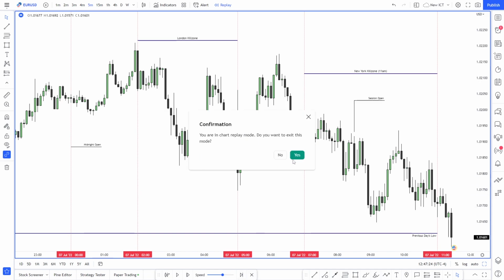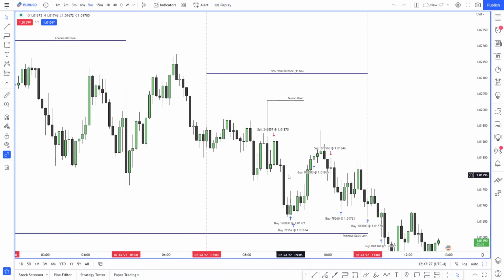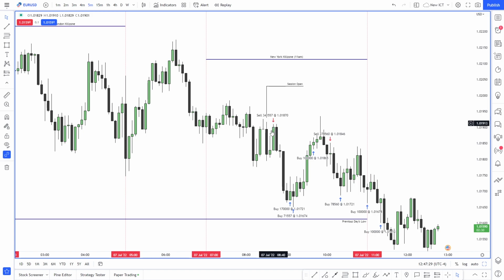With backtesting. Hold on. Not backtesting, but replay. First sell was here on the 5-minute fair value gap. Closed some partials here, closed some other partials here, then break even here.